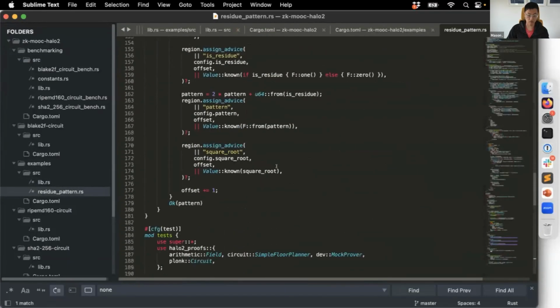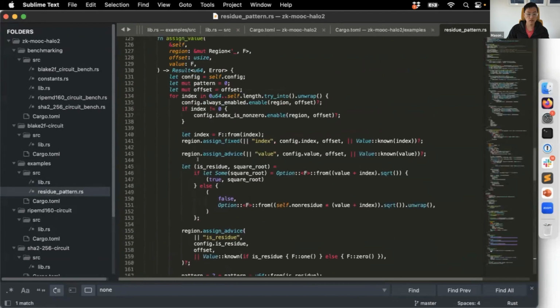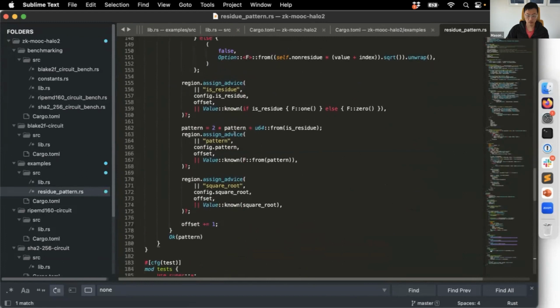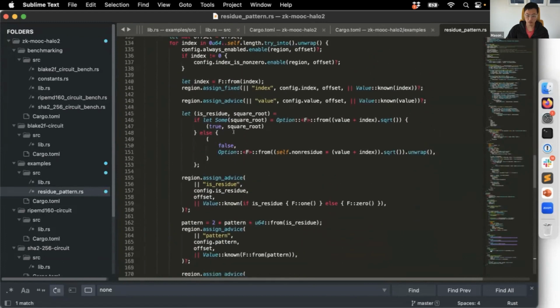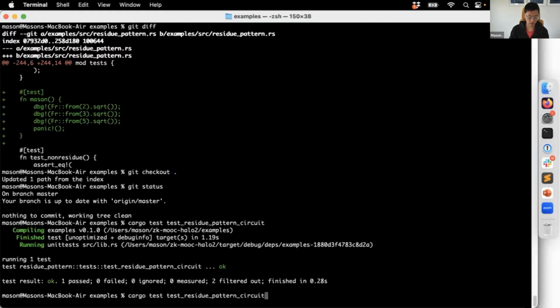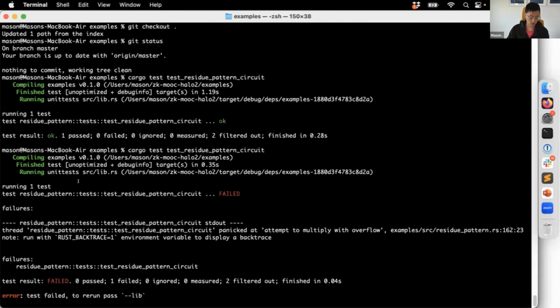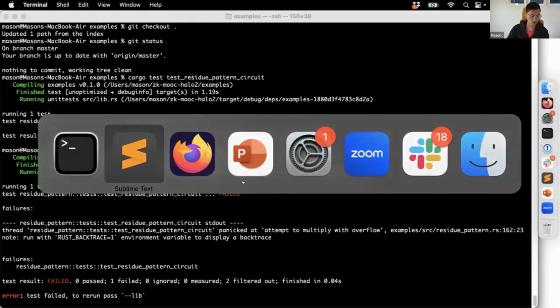But let's say I do pattern equal to, if I start pattern at 342, then there's going to be a small problem here because it's going to overflow. It's going to overflow because the pattern is too large to now fit into a U64.